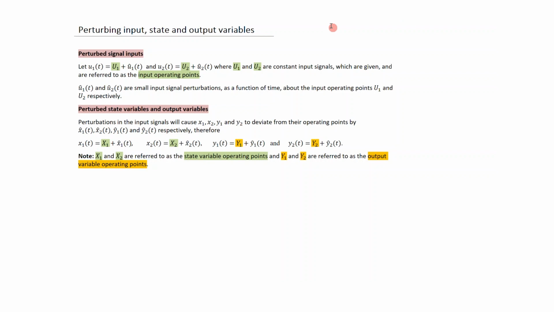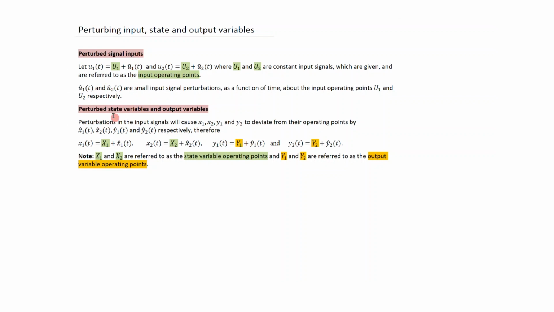All right, so now let's look at the evolution in terms of how we go about creating a small signal model for these set of system equations. So the first thing we want to do is to perturb the input signals, which means u1(t) becomes U1, which is whatever the static value is, plus this perturbation of that signal. u2 will have its static value, and of course you will perturb it as well. And these are what we call input operating points. û1(t) and û2(t) are small input signal perturbations as a function of time about the input operating points U1 and U2 respectively. All right, so that deals with the inputs.